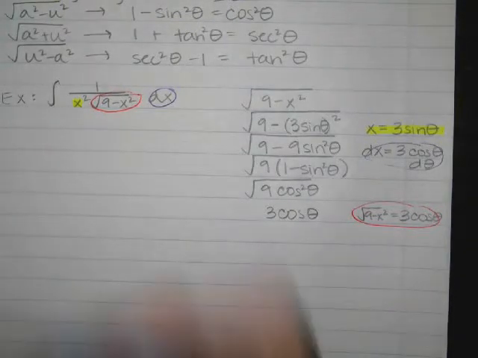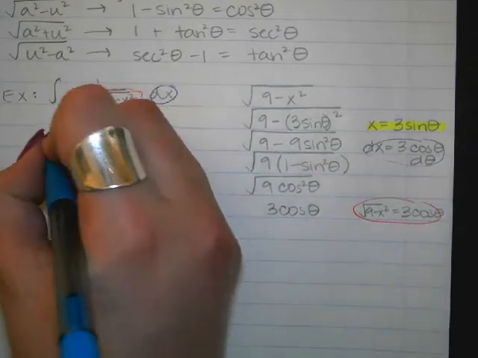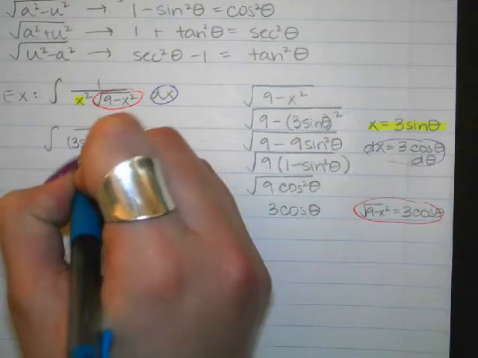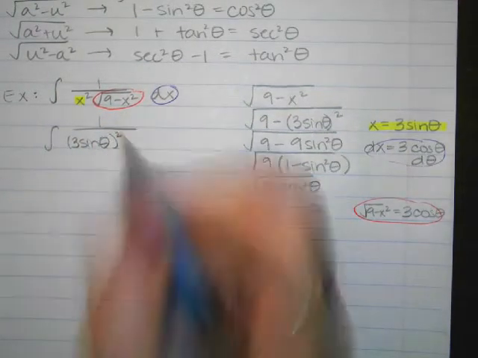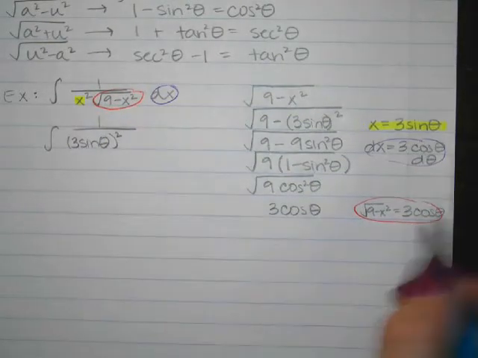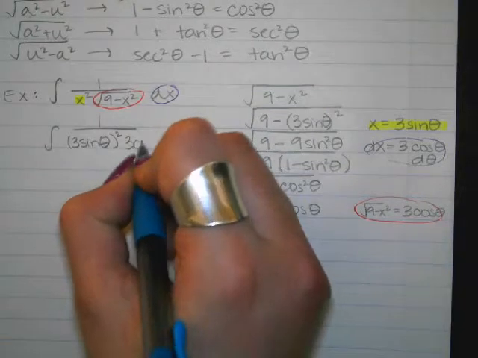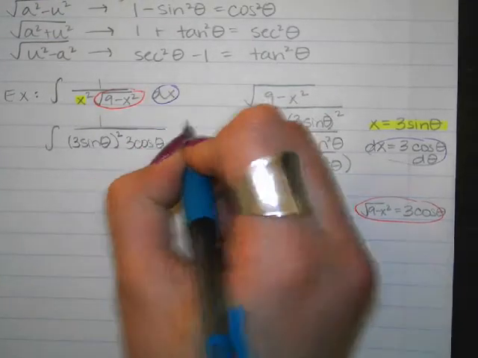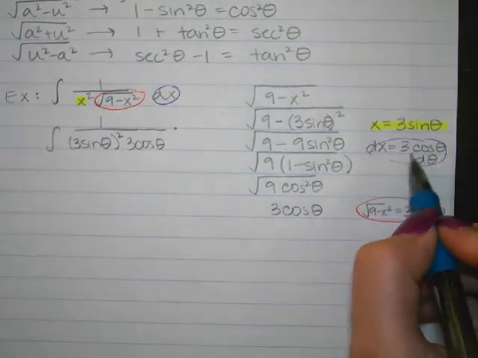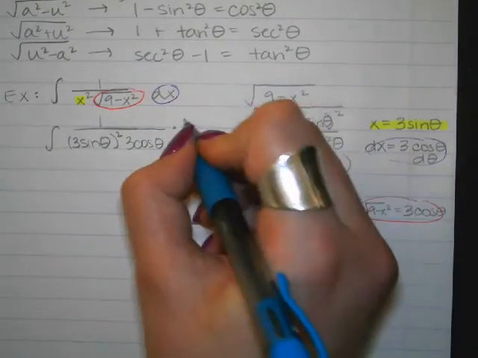I've completely replaced the problem. So I'm going to go ahead and write down what I have. I have 1 over, my x was 3 sine theta, and that needs to be squared. My square root of 9 minus x squared is 3 cos theta. And then my dx that's being multiplied by this is 3 cos theta d theta.